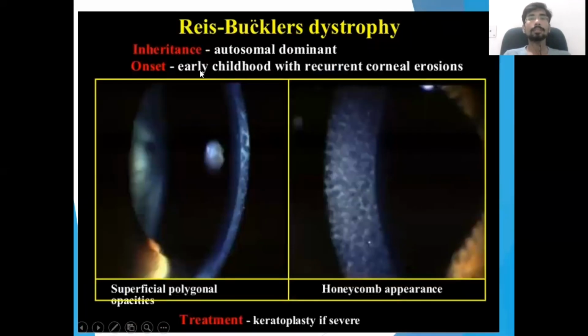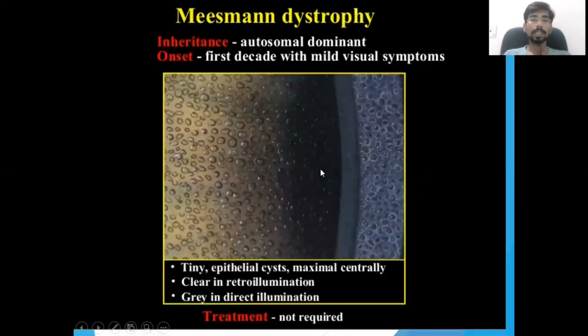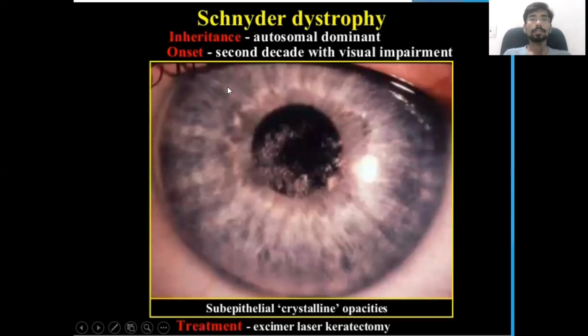Reis-Bucklers is superficial polygonal opacities and a honeycomb appearance. Meesmann is tiny epithelial cysts, maximally centered, and they are clear in retroillumination. Schnyder dystrophy is subepithelial crystalline opacities. Treatment is excimer laser keratectomy.